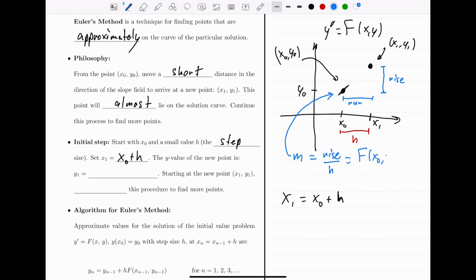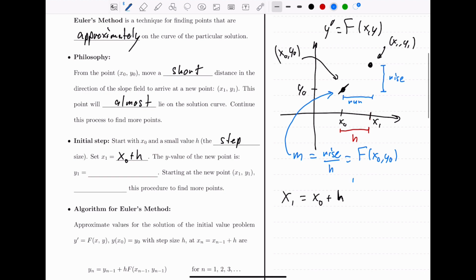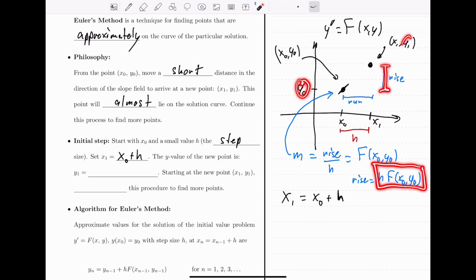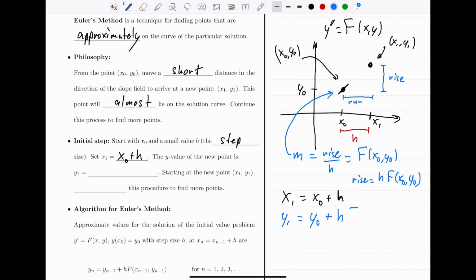f of x0, y0. Now, using this expression, we can solve for the value of the rise here. So we get rise equals h times f of x0, y0. In other words, the distance that we have to add to y0 is this expression right here, and that will get us to the new point y1. So the new point y1 is the old y value, y0, plus this rise, which is h times f of x0, y0. So that's the way to get to this new y value for the new point that we get moving in the direction of the slope field.